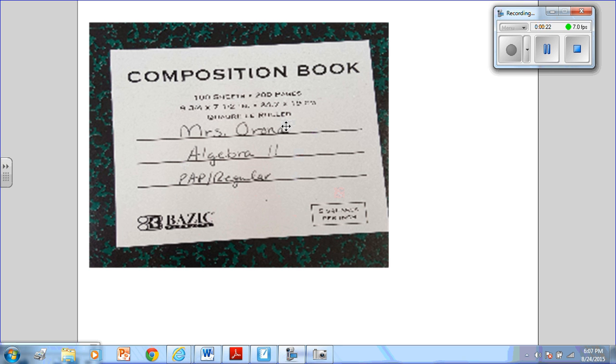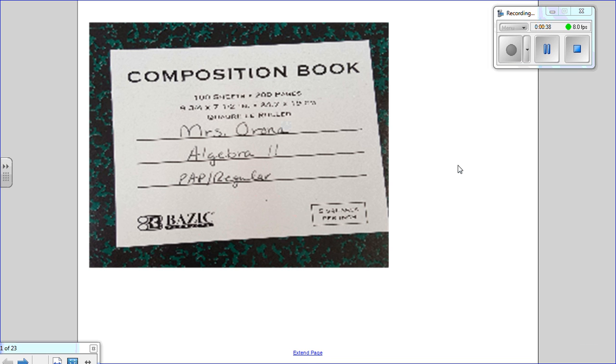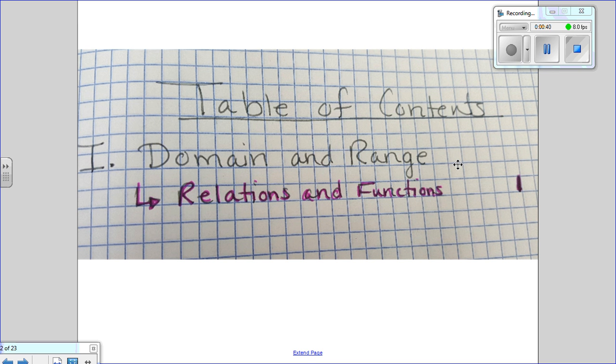Until I can get my Elmo working, I'm going to go ahead and just do snapshots and annotations verbally. So if I'm going too fast, please let me know and I can stop it while you're watching this, okay? So on the first page, you're going to go ahead and do your table of contents. This is on the first page, right? Table of contents and the first topic.